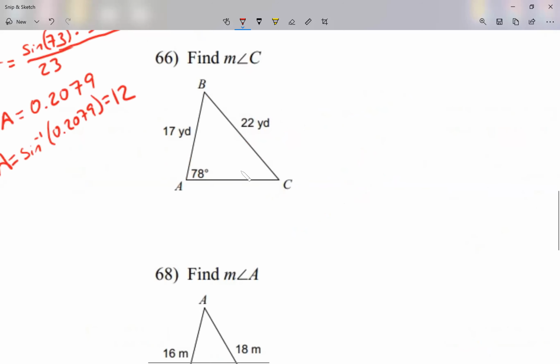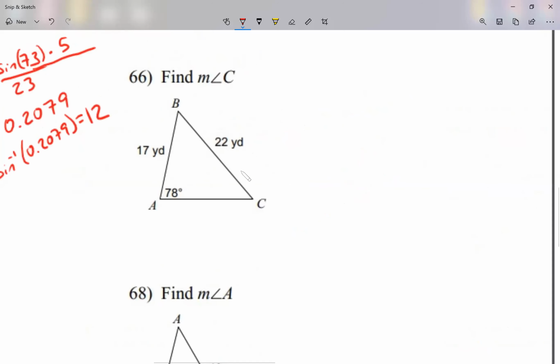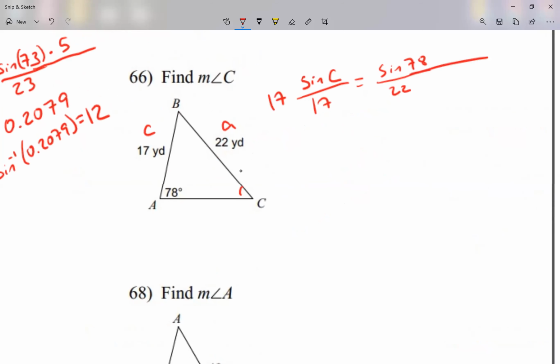Okay, let's take a look at question number 66. I have angle A inside A, so I'm using the law of sines. I have side C, and I'm asking for angle C. So I'm just going to write sine of C over 17 is equal to sine of 78 over 22. Let me multiply both sides by 17. So for the sine, make sure you use your parentheses.